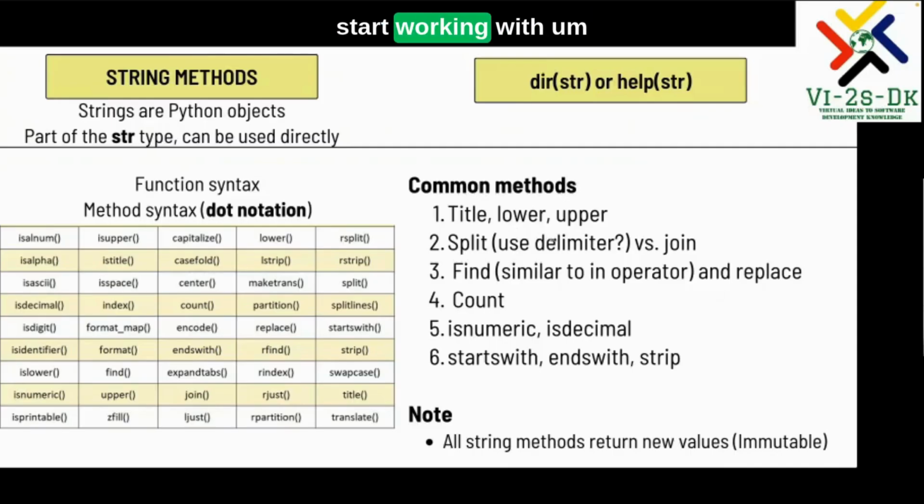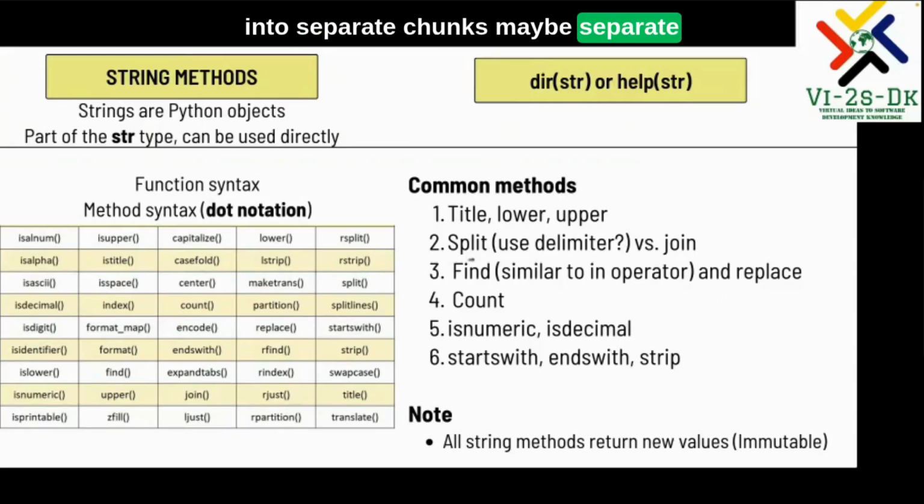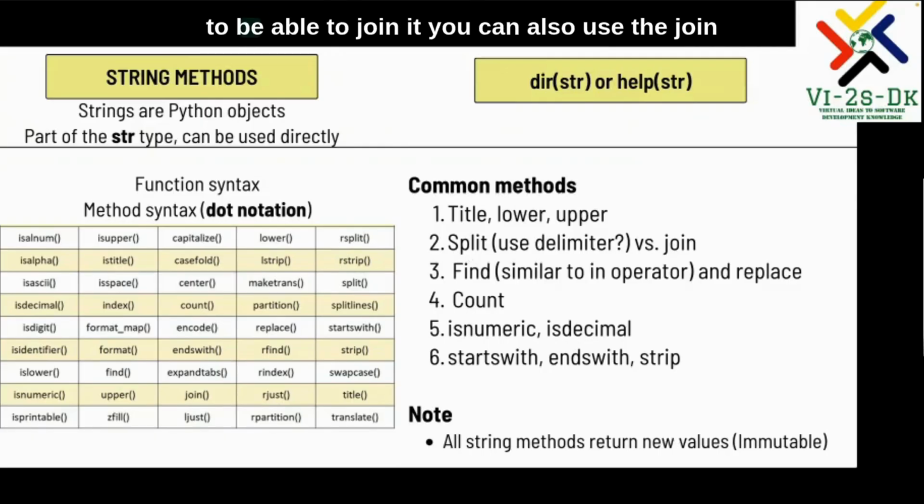When you start working with different types of files, if it's a comma separated file, if it's a tab separated file, if it's using a particular delimiter, you can use that delimiter to split the file into separate chunks, maybe separate columns and so on. But if you want to join, you can also use the join method to have two strings and join them together.